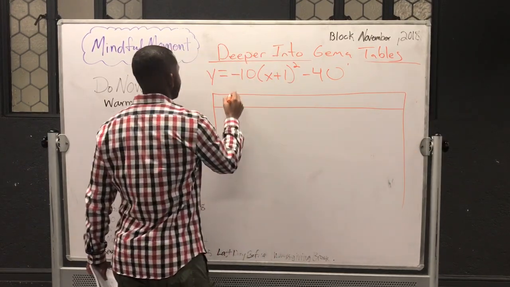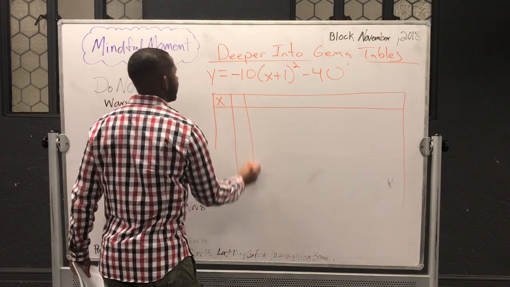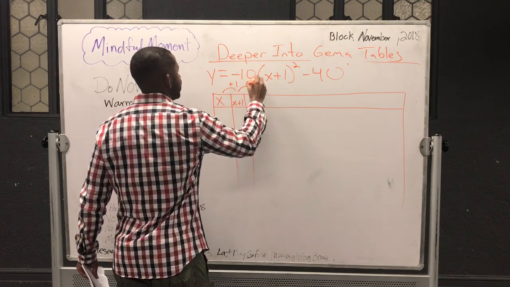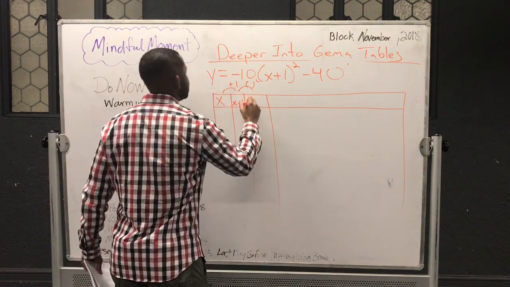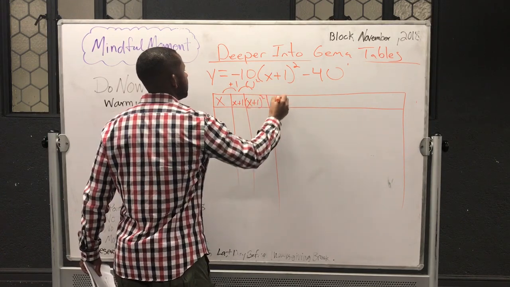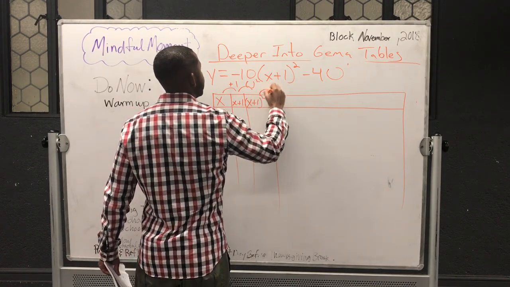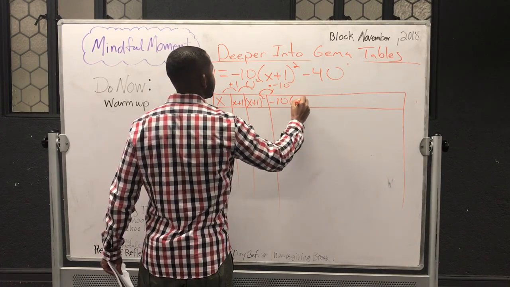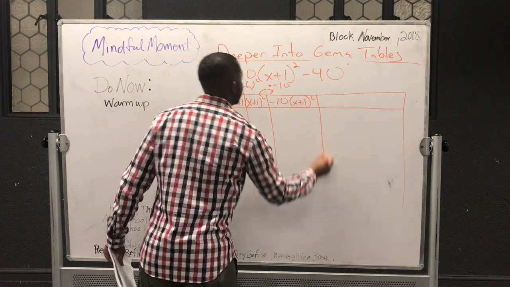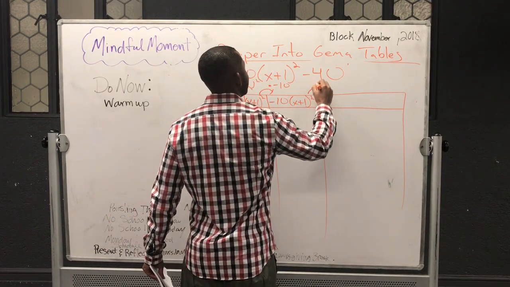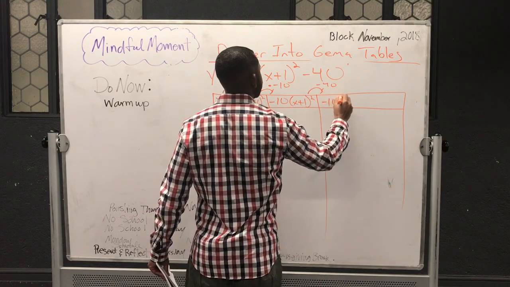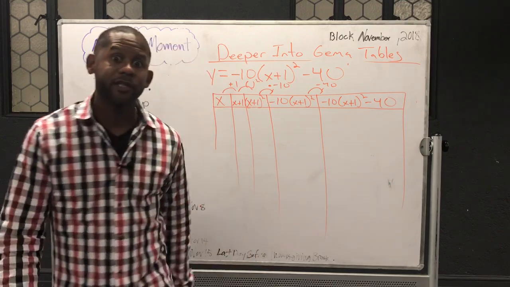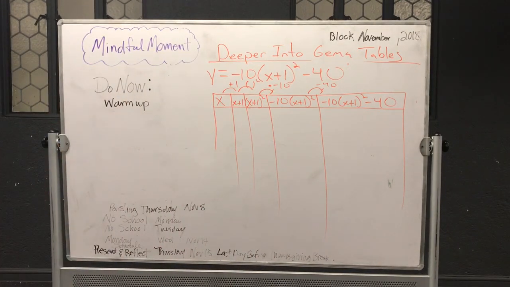So I'm going to make this Gema table right here too. We have x, we have a plus 1, we have it squared, we have a times negative 10, x plus 1 squared, and we have a minus 40, negative 10 times x plus 1 squared minus 40. All right, let me check to make sure I'm still recording. I am.